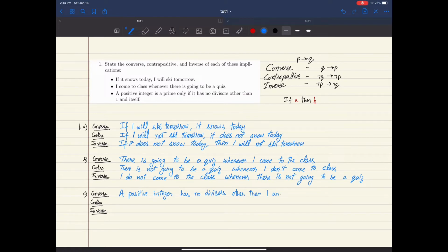So now the converse becomes: a positive integer has no divisors other than 1 and itself only if it's a prime. So we just switched the conclusion and the hypothesis. For the contrapositive, we will write: a positive integer has divisors other than 1 and itself only if it is not a prime.